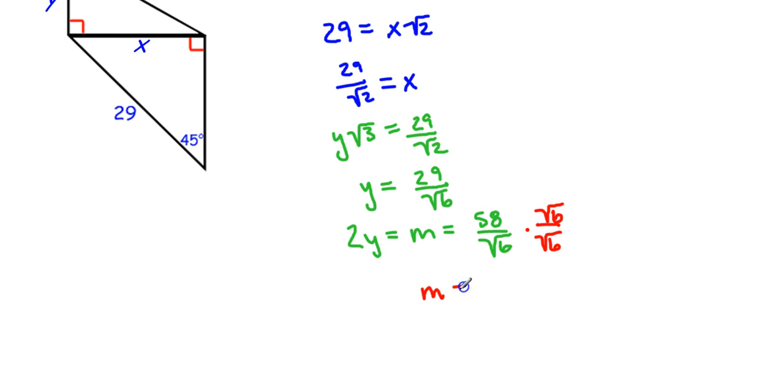So we've got m equals 58 root 6 over 6. And instead of a 6, I'm going to write that as 2 times 3, because now we can go ahead and simplify. And when I simplify, I end up with 29 root 6 over 3. And that's our final expression for m.